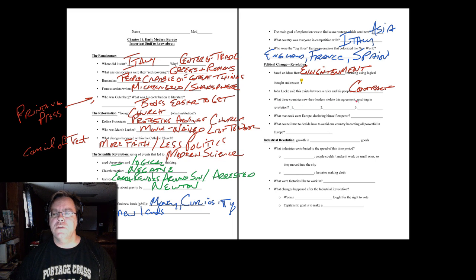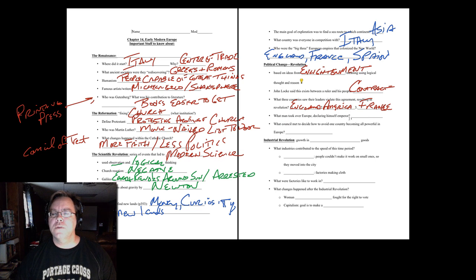Three countries saw their leaders violate the agreement, resulting in revolution. It was England first, the English Civil War. Then America, when they had the American Revolution to become their own country, free of England. And then finally France, the French Revolution, where the Third Estate rose up against the First and Second Estates.